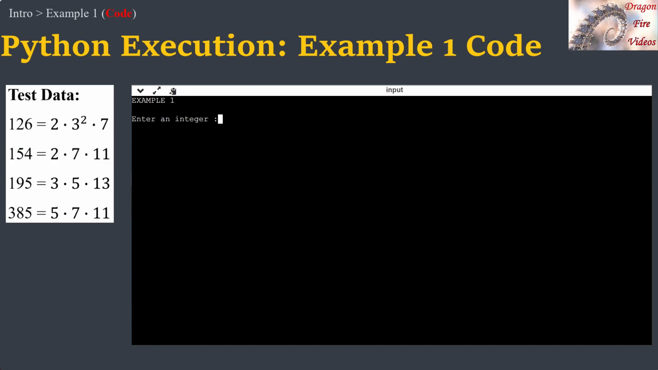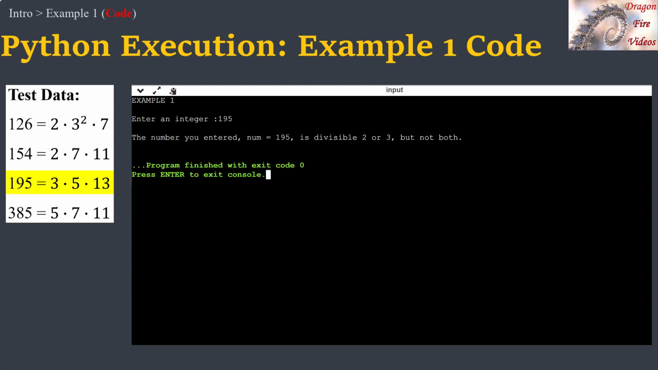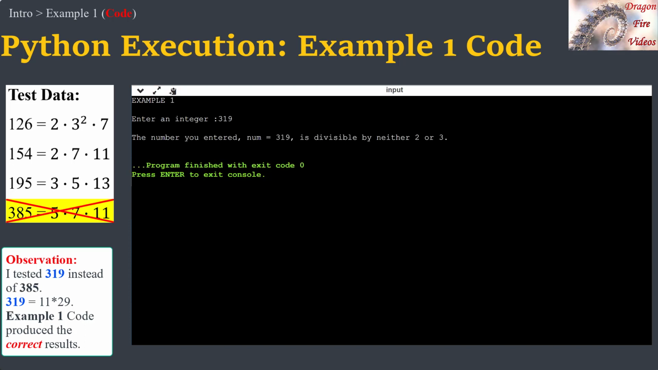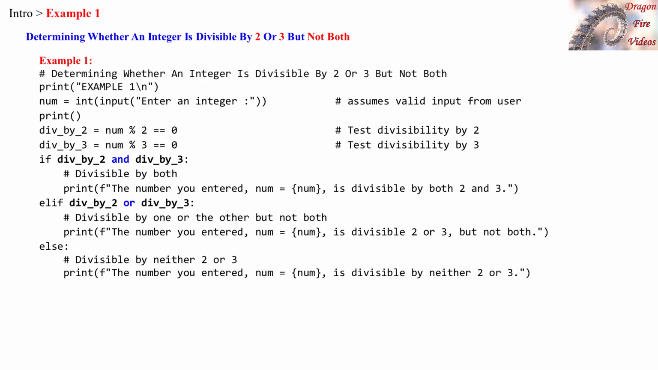Finally, 195. Once again, it's divisible by 2 or 3, but not both. And finally, 319. And it's divisible by neither 2 nor 3, which is what we agreed to in the beginning.